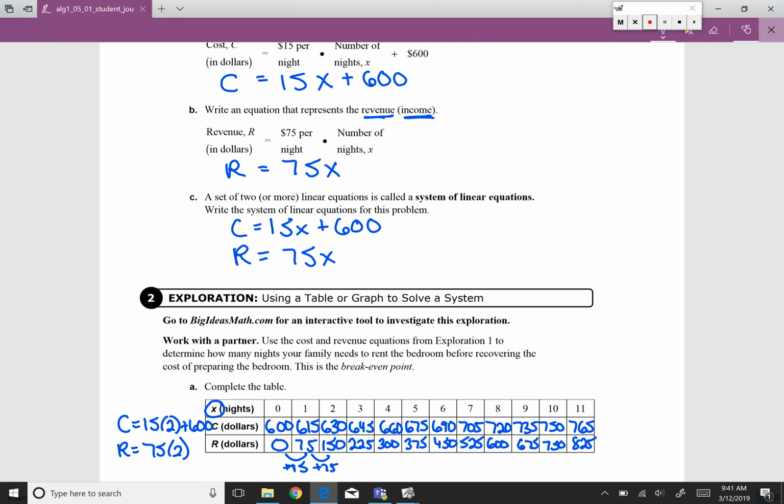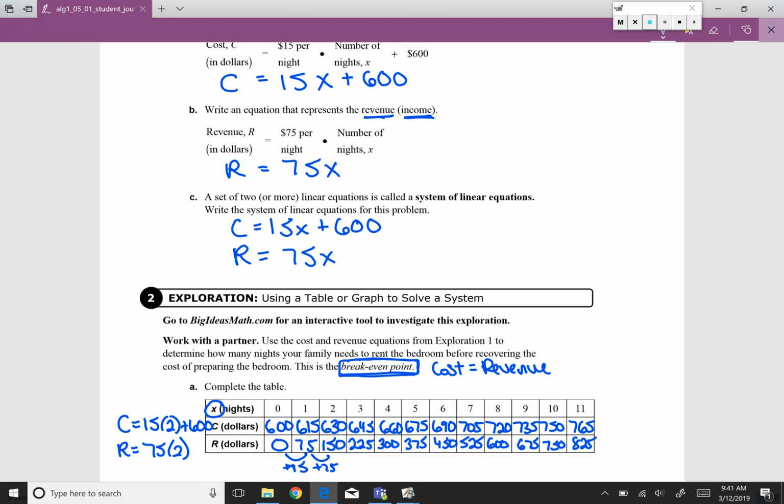So what we're looking for, it says we want to determine how many nights your family needs to rent the bedroom before recovering the cost of preparing it. So in other words, they want to find that break-even point. So where will the cost equal the revenue? So they want to know how many nights they are going to have to rent this room out before their repairs pay off, essentially. So where's that break-even point?